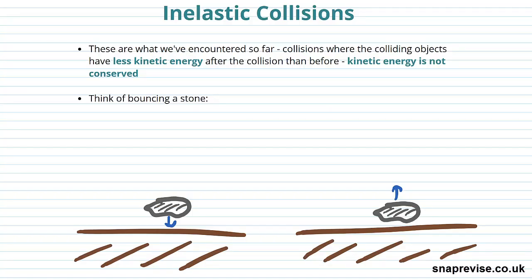We're just going to talk about inelastic collisions, and these are just what we've encountered so far. They're collisions where the colliding objects have less kinetic energy after the collision than before. Kinetic energy is not conserved, so all we have conserved is momentum, and we can work out what the kinetic energy is and see how it's changed, but we don't know that it's conserved, and pretty often it isn't.